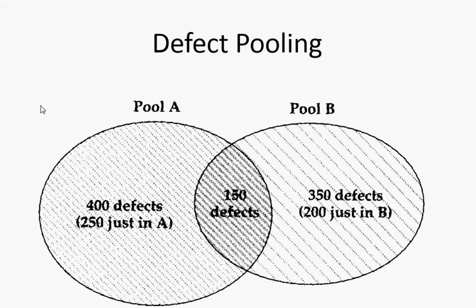So can anyone come up with a strategy using the mathematics we came up with for the fish? What strategy would we use to estimate the total number of bugs here? So suppose Team A in a highly productive series of nights comes up with 400 defects, and this one 350 defects, and there's an overlap of 150. What might we estimate the total number of defects to be by analogy with the fish? You don't have to come up with a number. Give me a formula.